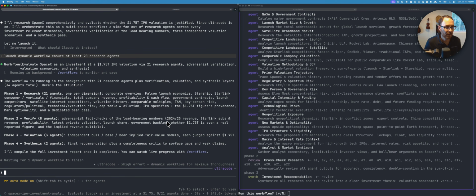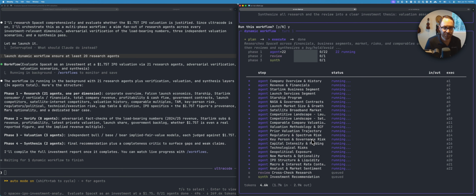All right, and Claude Code has in fact started its dynamic workflow. So I'm going to kick off the temporal Claude workflow. And as you can see on the temporal Claude workflow, we have 22 agents running. There is no limitation to how many we can have in parallel.